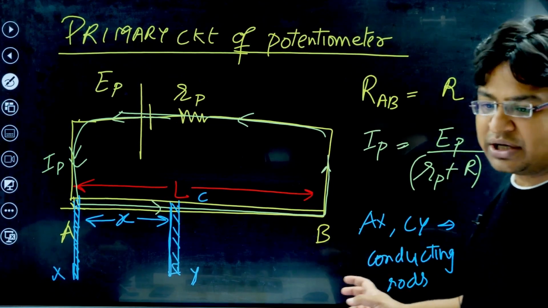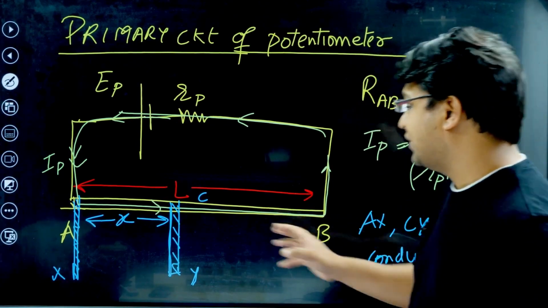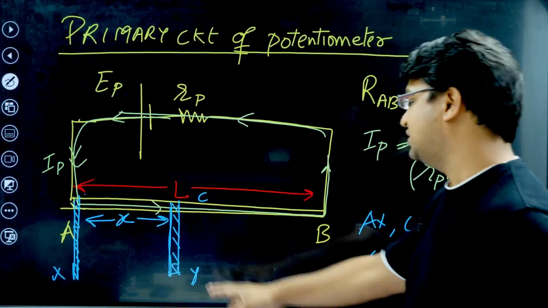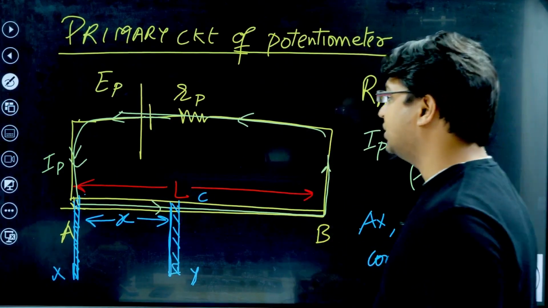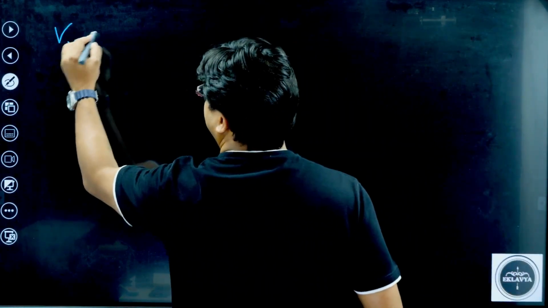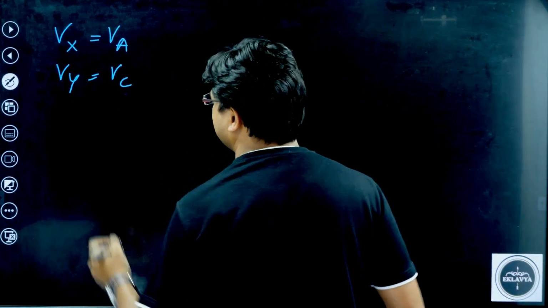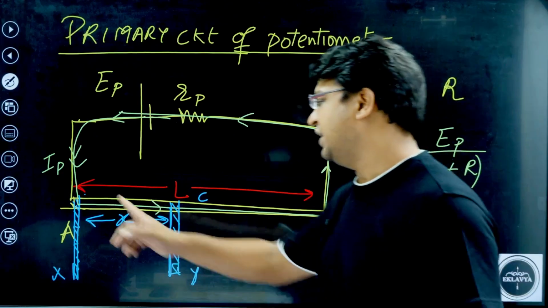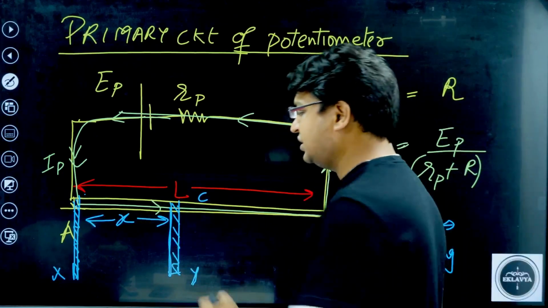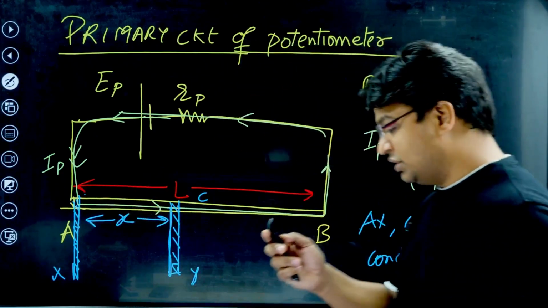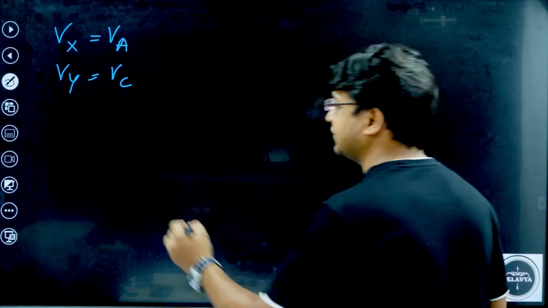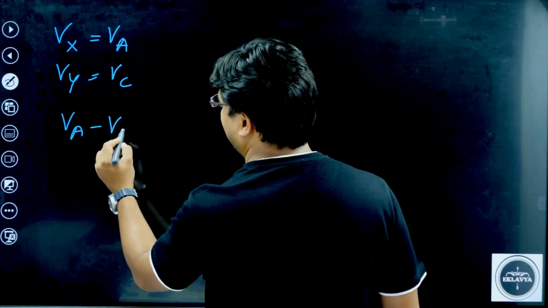Because they are conducting rods, we can say that VA will be equal to VX, and VC will be equal to VY. I'll do the calculation on the next page. So we are claiming VX is equal to VA and VY is equal to VC. Now, is there any potential difference between A and C? Between A and C there is a flow of current and there is some resistance. So definitely we expect some potential difference between A and C, A being at higher potential.